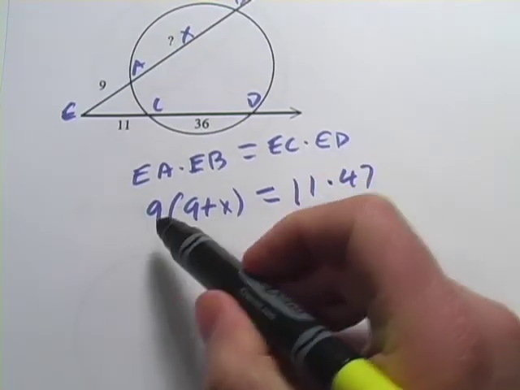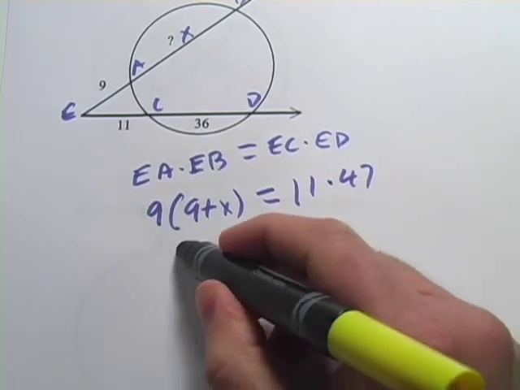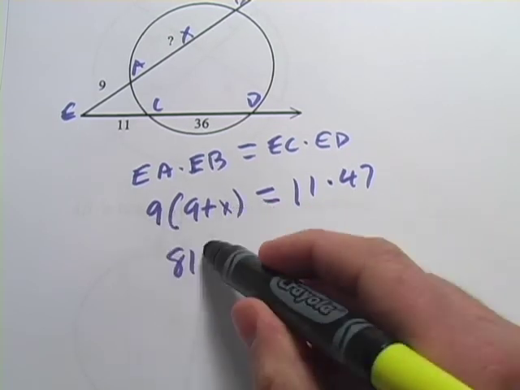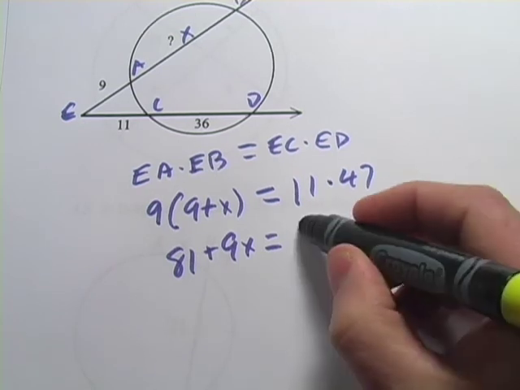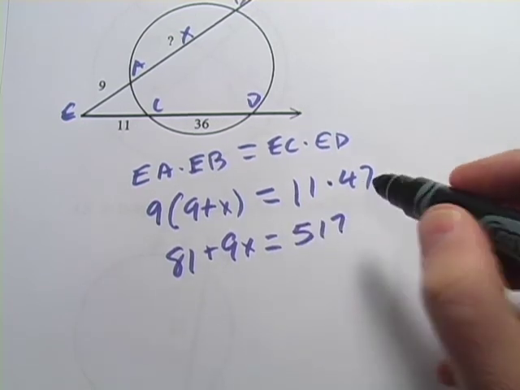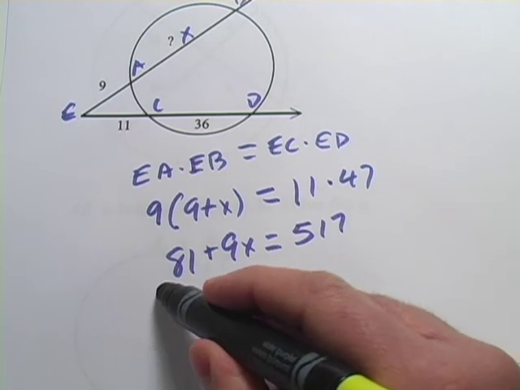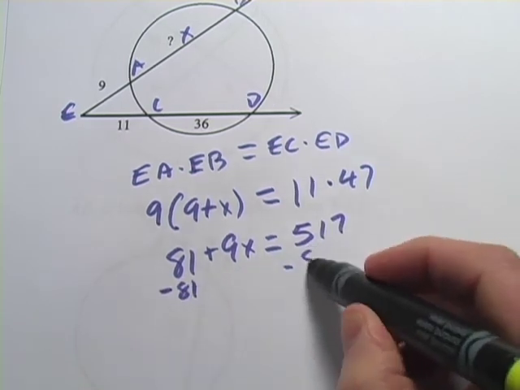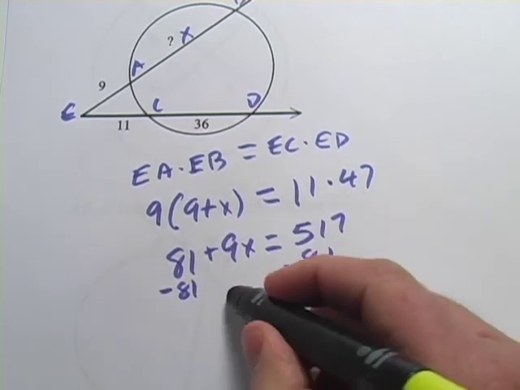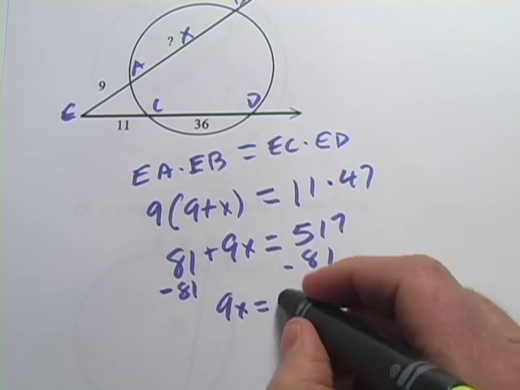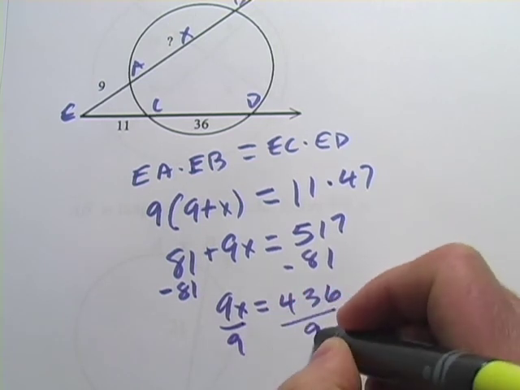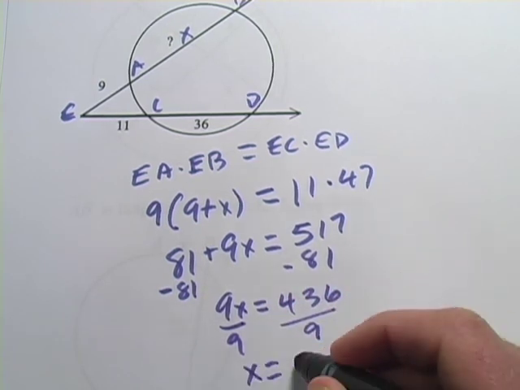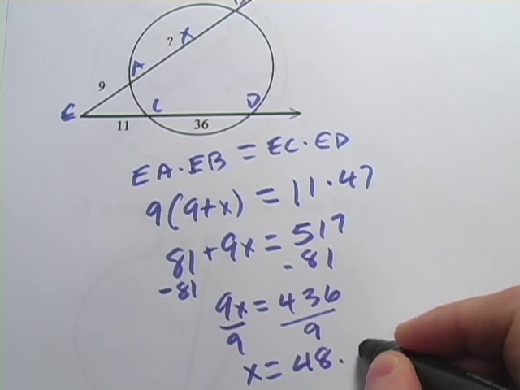Now we can do the calculation. So I'll distribute the 9. 9 times 9 is 81. 9 times x is 9x. And 11 times 47 is 517. Now to solve for x, we want to get rid of the number term here, so we'll subtract 81 from both sides. And we get 9x equals 436. And then we divide both sides by 9, and we get x equals 48, well, to the nearest tenth, this would be 48.4. The 4 repeats there.